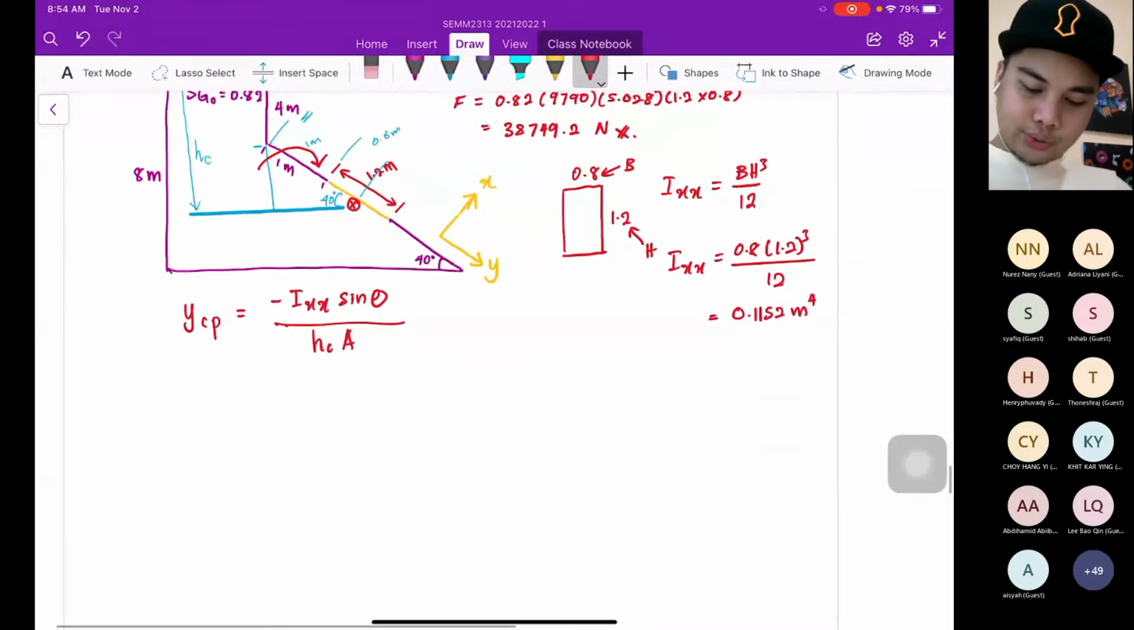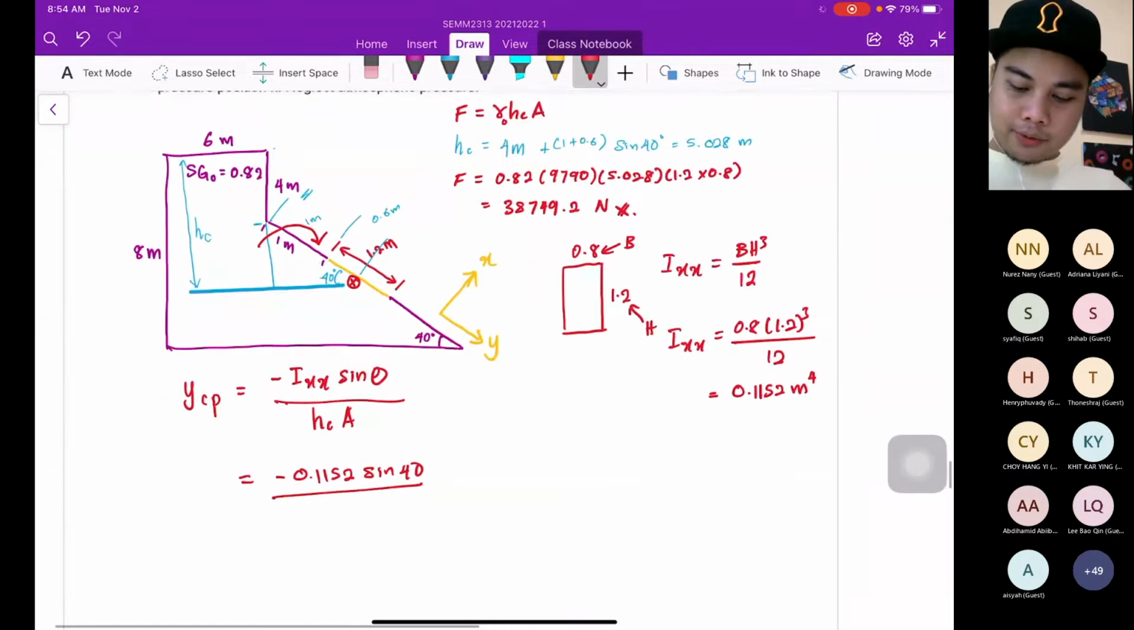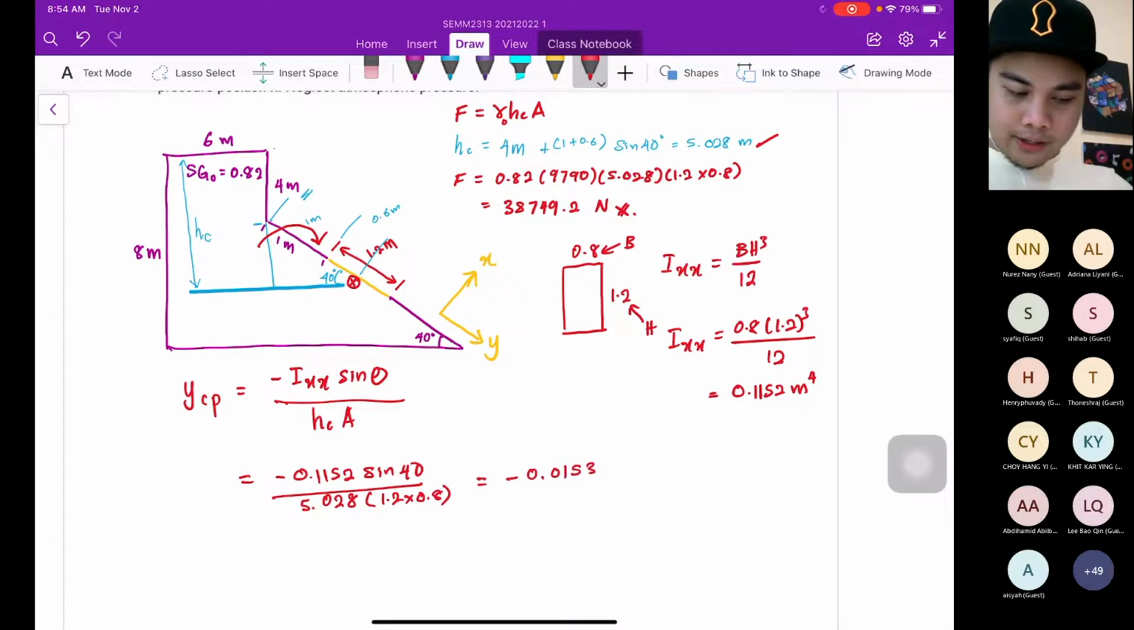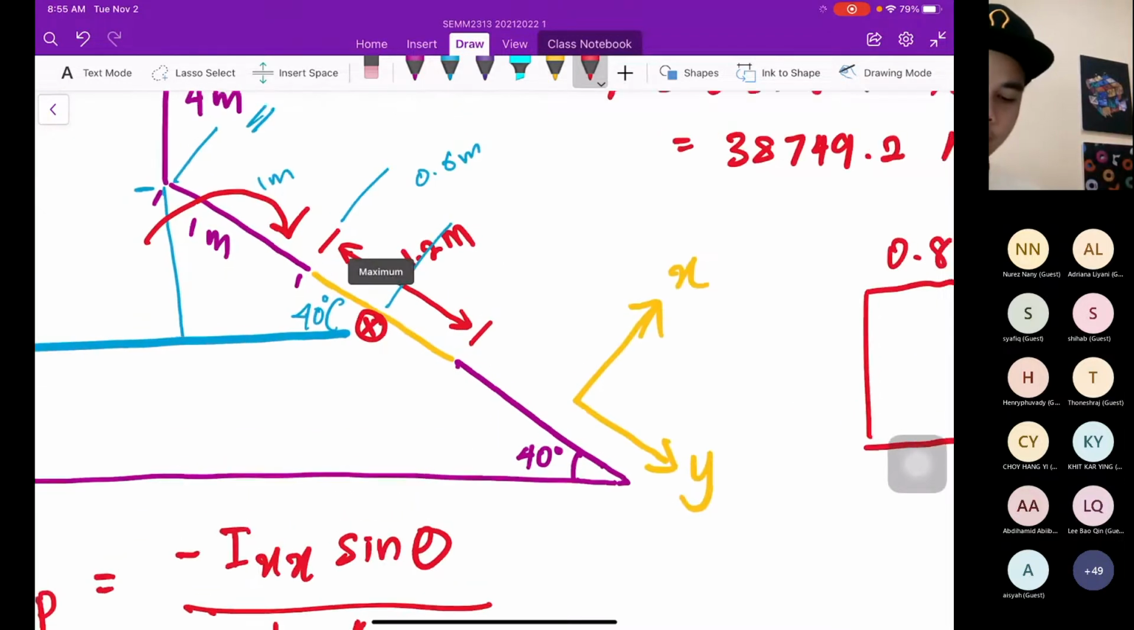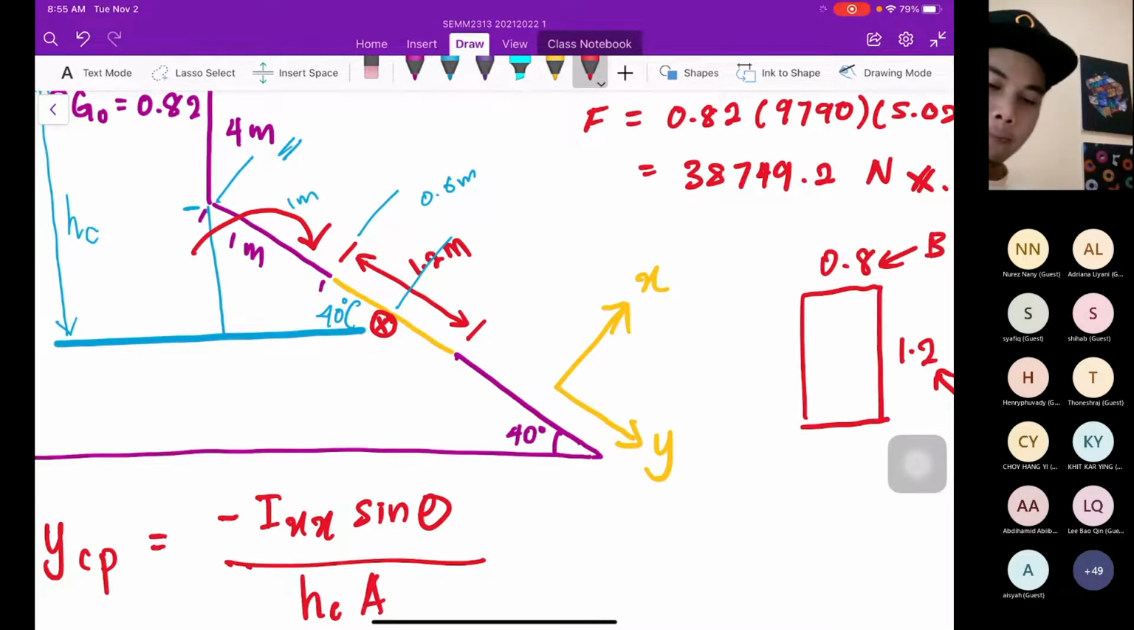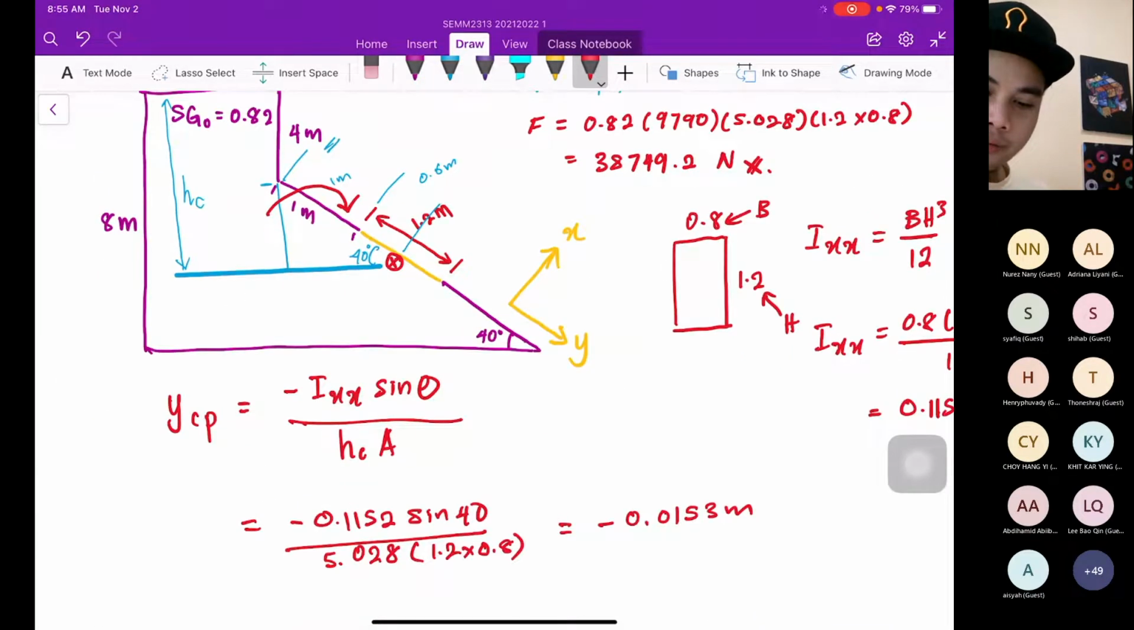Okay, so just substitute in the equation: negative 0.1152 sine 40 over HC, which is 0.028, multiply with the area 1.2 multiply with 0.8. So the answer is negative 0.0153 meter. Okay, since the answer is negative, that means we need to make sure it is below the centroid. So this is the centroid. Below the centroid is negative. So what's the negative one? This value. From here to here is 0.0153.